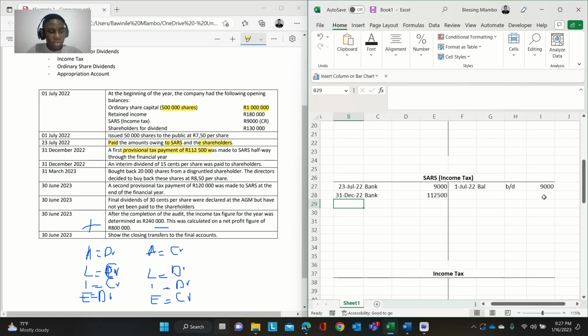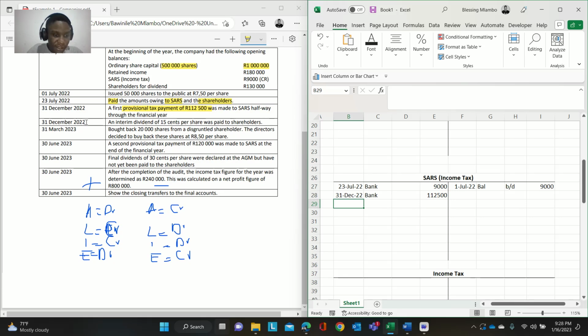But for now, the business will make provisional payments, and these provisional payments go to the debit side of the SARS income tax because we're decreasing this future income tax liability, even though we haven't recorded it yet. I hope that makes sense.